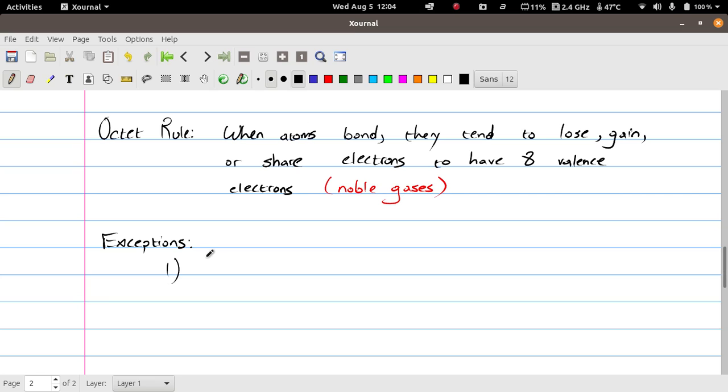That would be an exception, such as hydrogen, lithium, beryllium, or boron. Those 4 would be able to complete an octet without having 8 electrons, and that's due to where they are on the periodic table. They're at the very beginning.